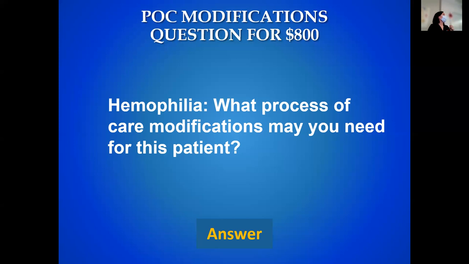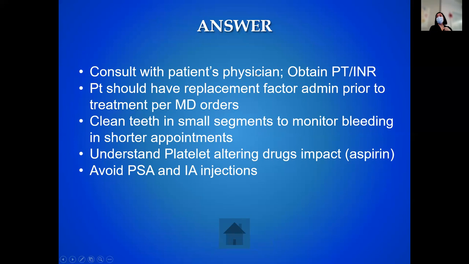So let's see what we have. Definitely starting with consulting the physician and obtaining the INR and the prothrombin time. And then patients should have replacement factor administered prior to treatment per their MD order. We really didn't talk about blood disorders like sickle cell and hemophilia, but there would be a protocol with that type of patient, who would be very much under the care of their physician, and their ability to clot would be established for sure. But just like someone taking a blood thinner like warfarin, you do want to be sure that you're cleaning in small segments, like you guys were talking about. You want to start in the area of least inflammation, the place that would likely bleed the least, and see how they're clotting.